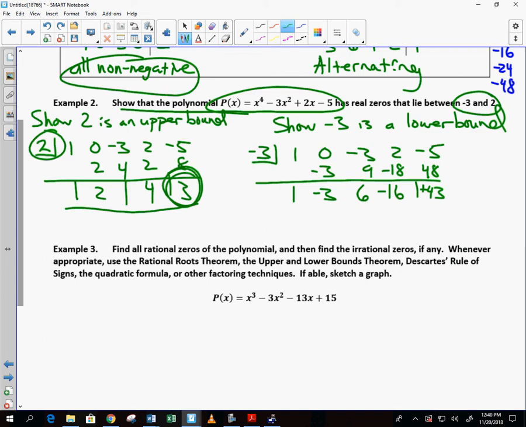Alternating. So therefore, because you have alternating signs, you know that negative 3 is a lower bound. Because they are all non-negative, you know that 2 is an upper bound.